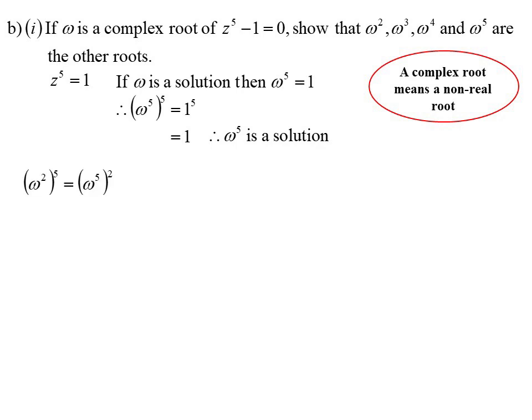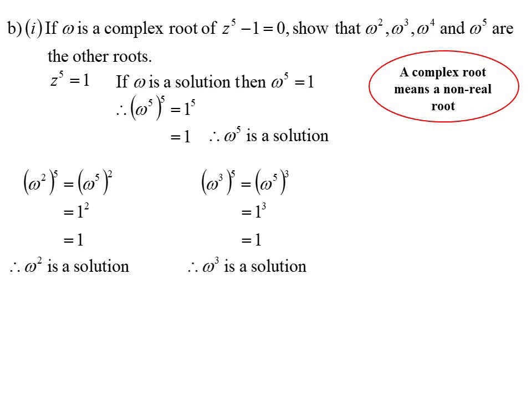It's a solution. Well, if I substitute omega squared in, I get omega squared to the power of 5, but using my index laws, I could rewrite that. Omega to the power of 5, squared. But omega to the power of 5 is 1, and 1 squared is 1. So yeah, when I substitute in omega squared, I get the answer 1, so it is a solution. If I substitute in omega cubed, I can do the same little idea, play around with the index laws. That becomes omega to the power of 5, cubed, and 1 cubed is 1, so yeah, omega cubed is a solution.